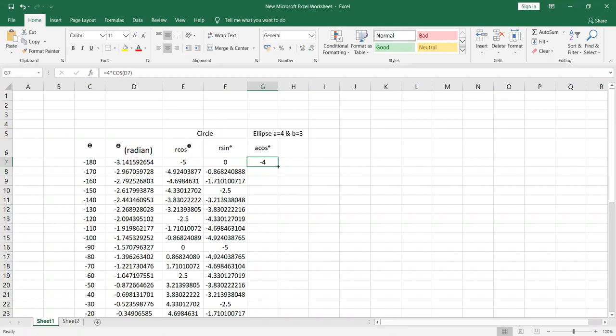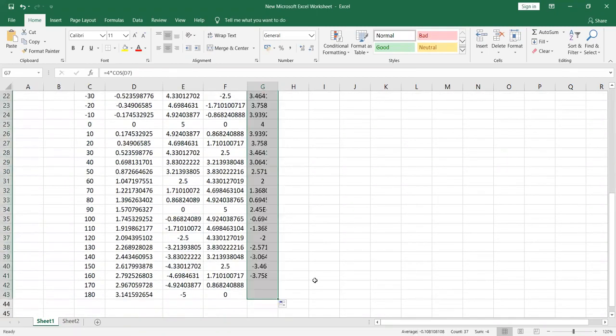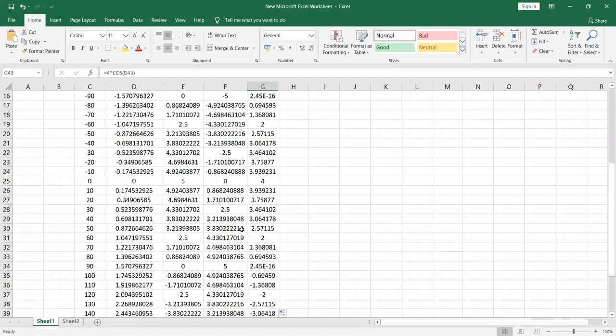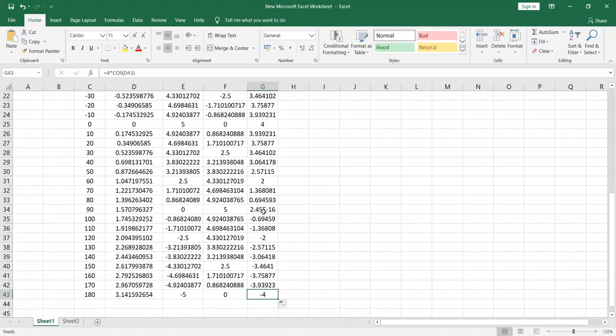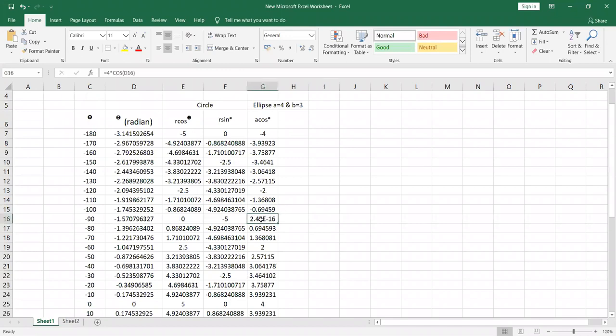Okay. So again go to this dot and drag the value from -180 to +180. Again check the value at 180: cos 180 is -1, -1 into 4 is -4. The value at 90: cos 90 is 0, so here we have to put this value 0. Then go to -90, put this value again 0, like this.